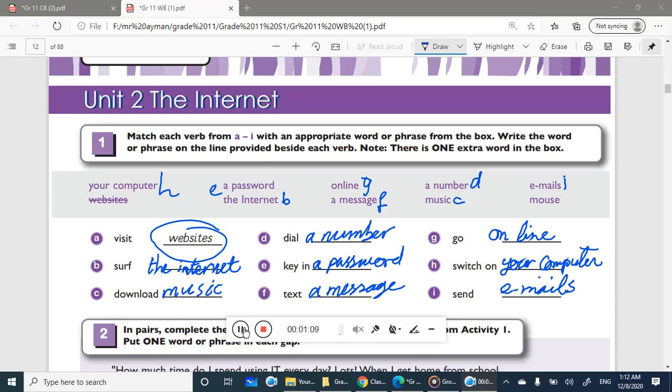The first one, A, has been done for you. It is visit websites. B, surf the internet. C, download music. D, dial a number. E, key in a password. F, text a message. G, go online. H, switch on your computer. I, send emails.